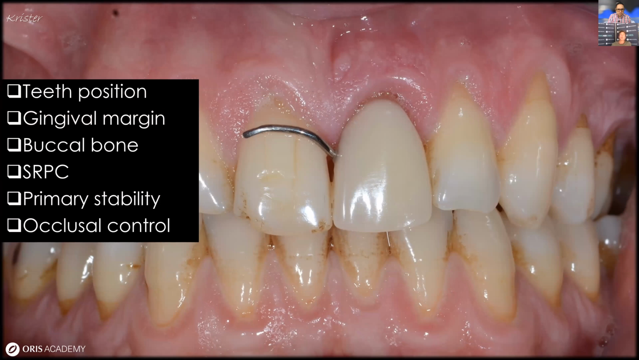If we're going to do any immediate treatments, we always need to consider the tooth position. Then we need to consider the gingival margin, the height of the gingival margin. I'll show you more pictures of this as we move on. We need to look at the buccal bone. Are there any defects around the root that needs to be extracted? Then we have something called the sagittal root positioning classification. I will also go into detail on that one. We need to evaluate if we're able to achieve primary stability in an extraction socket. And we need to look at whether we have occlusal control.